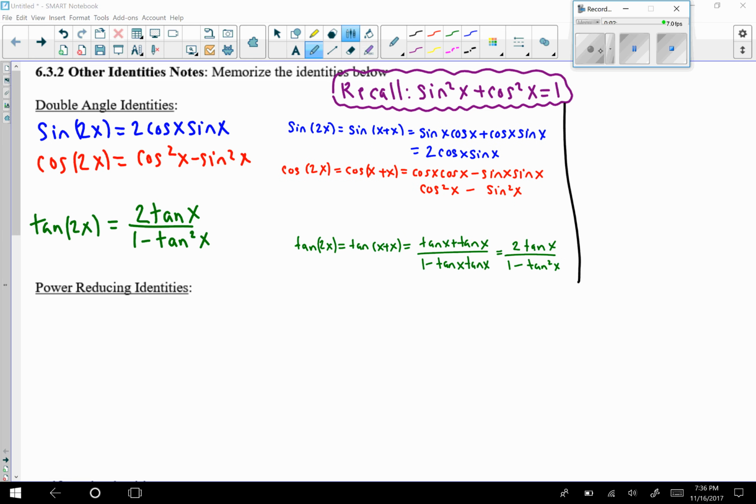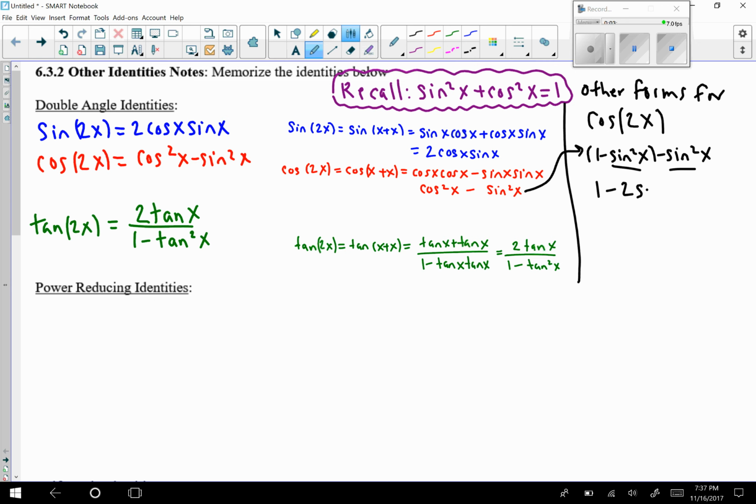So recall that sine squared x plus cosine squared x is equal to 1 by our Pythagorean identity. And so we can actually take our cosine double angle identity and add some other forms of it. So these are other forms for cosine of our double angle. So if we take cosine squared x minus sine squared x, and let's say we substitute for cosine squared, we know cosine squared is equal to 1 minus sine squared. So 1 minus sine squared x minus sine squared x. Notice that you have two of them, so it would be 1 minus 2 sine squared x. So another form would be cosine 2x is equal to 1 minus 2 sine squared x.